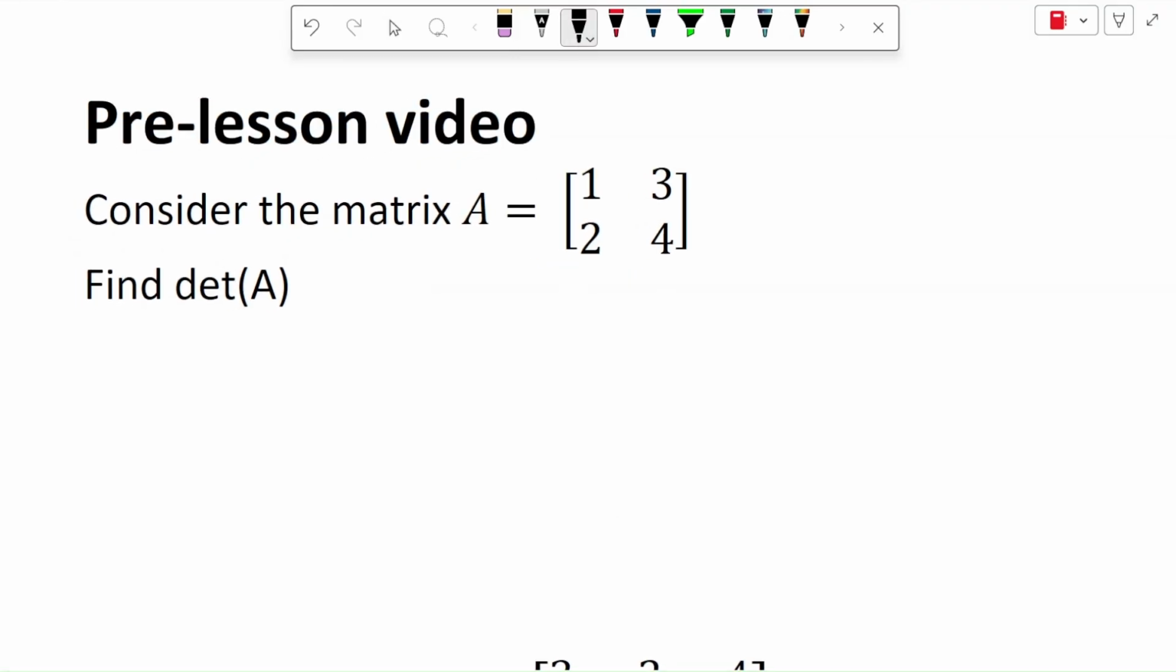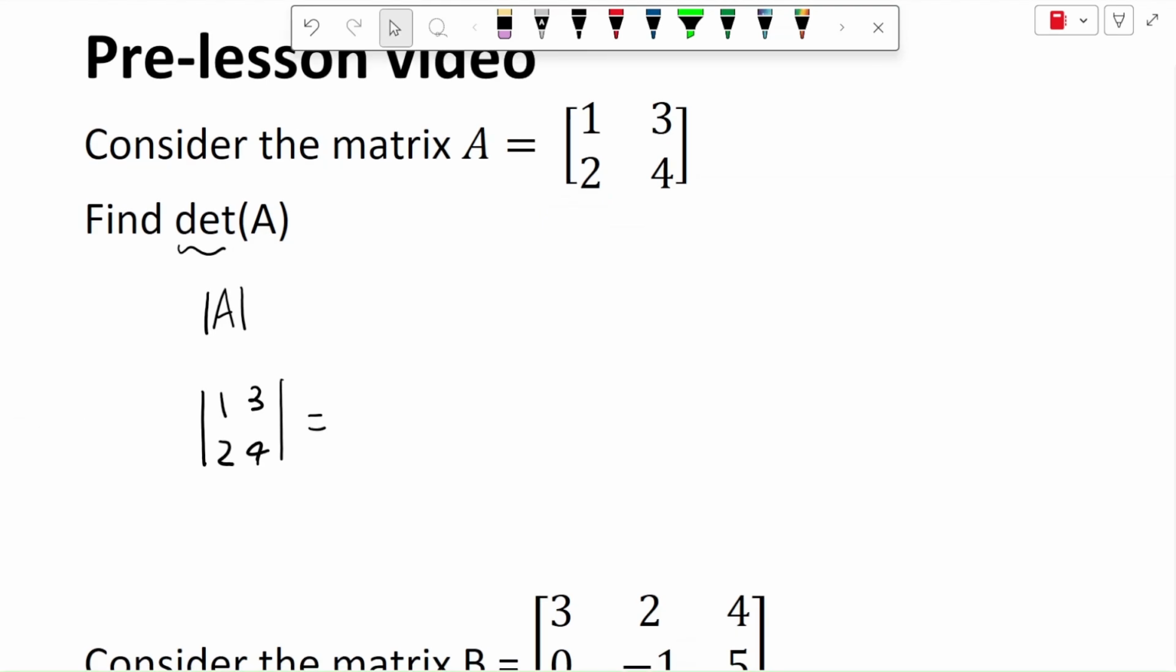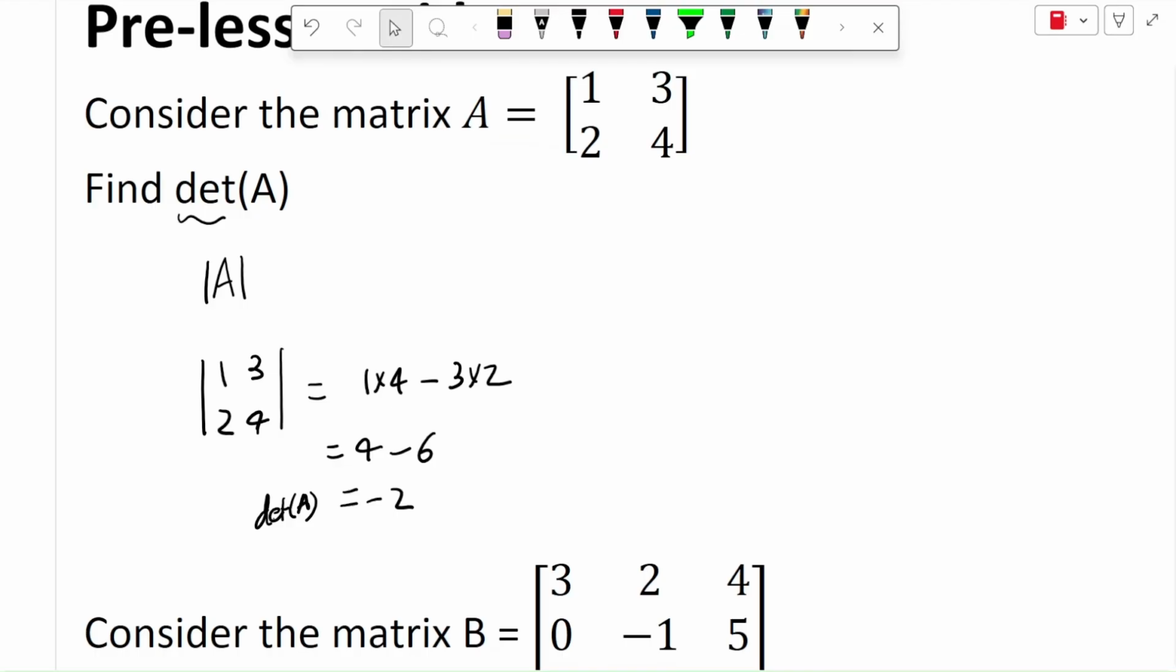So a determinant usually looks like det of a matrix A, or sometimes A with bars around it, or even the matrix with bars around it. But at any rate, what you do is 1 times 4, take the other diagonal, 3 times 2. So you get 4, take 6, so there's minus 2 there. And that's something called the determinant. Basically what the determinant does is it tells you whether or not the matrix has an inverse.